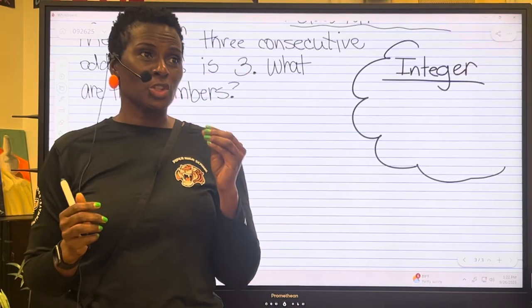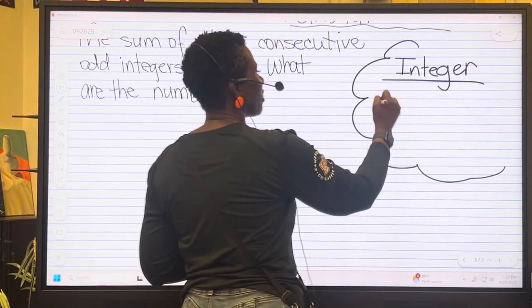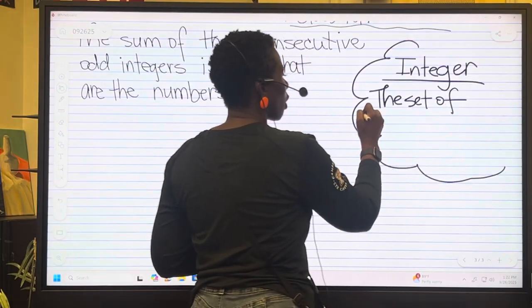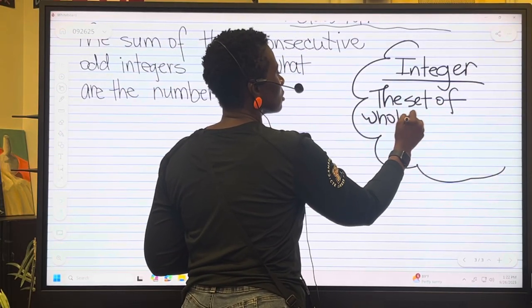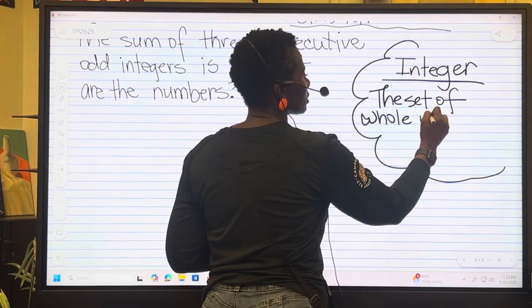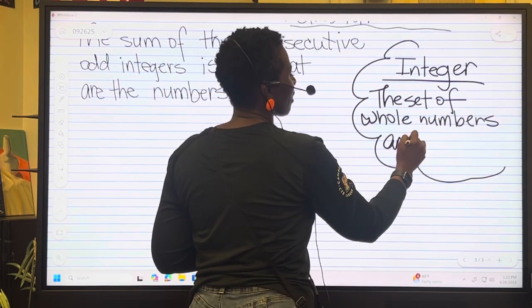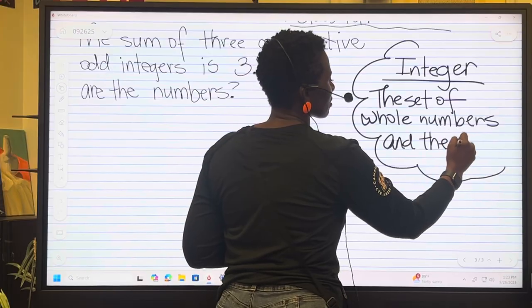So what is an integer? An integer is the set of whole numbers and their opposites.